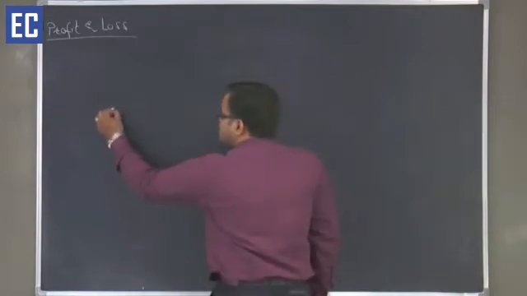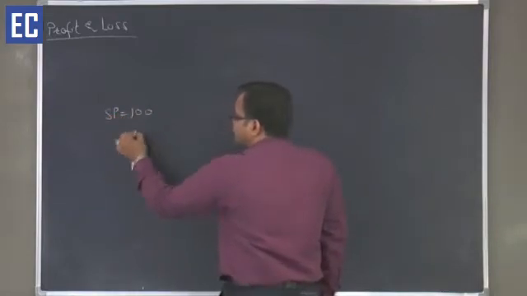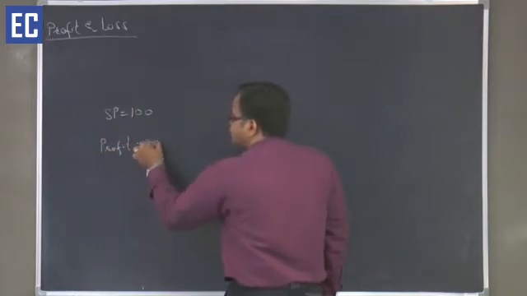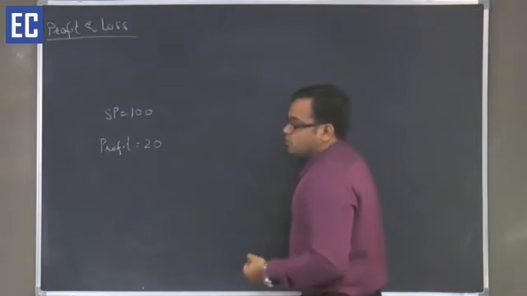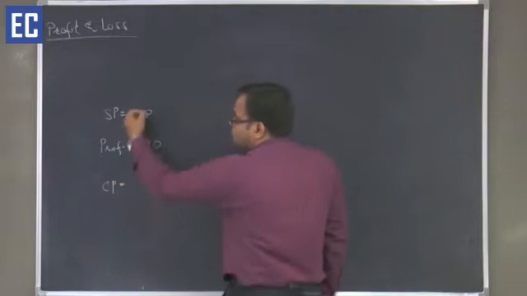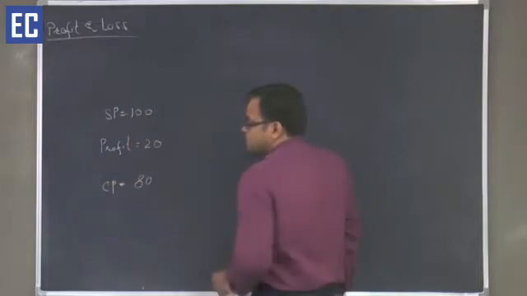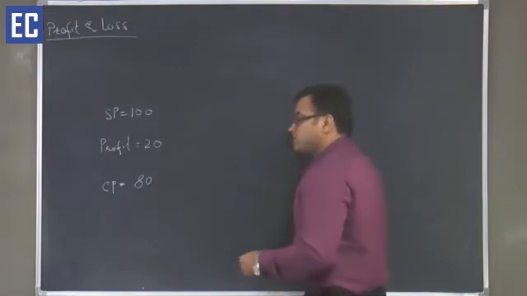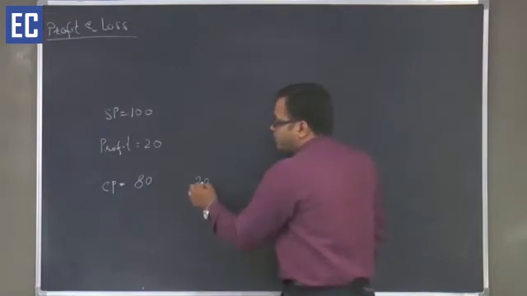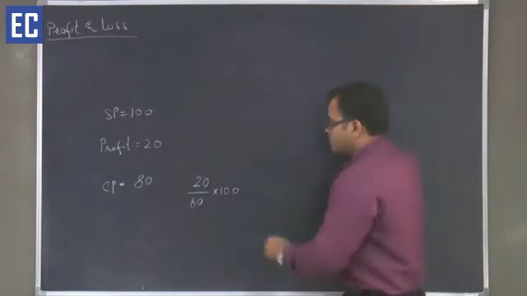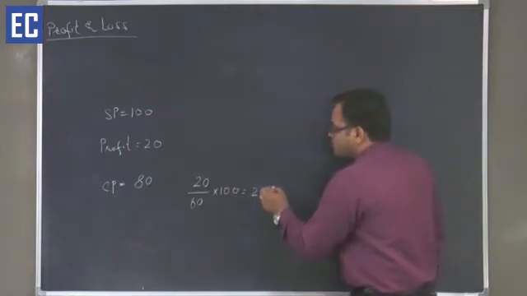Let us say the selling price is equal to 100 and the profit is 20% of the selling price. So profit is equal to 20. If the selling price is equal to 100, profit is equal to 20, that would mean that cost price is equal to 100 minus 20, 80 rupees. And the cost price is equal to 80 and the profit is of 20 rupees, my profit percentage will be profit upon cost price multiplied by 100. So 20 upon 80 is 1 by 4, 100 upon 4 is 25%. So this is equal to 25% profit.